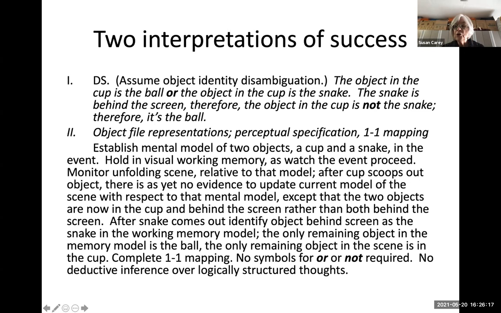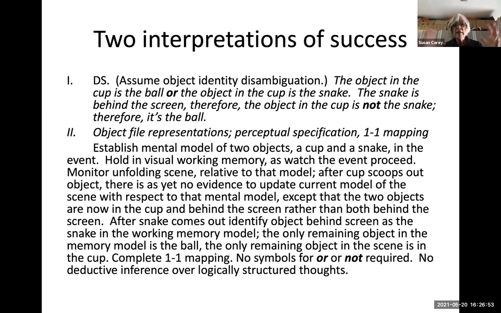But there is an alternative that makes use of object file representations. You can call it perceptual specification, and it also involves a one-to-one mapping inference. So here is this alternative interpretation. Forgive all the words, but it's important that you understand the structure of it. So you establish a mental model of the two objects, a cup and a snake, in the event. That's what you do in the initial phase. You make a mental model. You hold this in visual working memory.